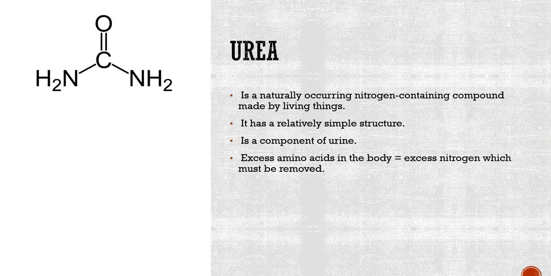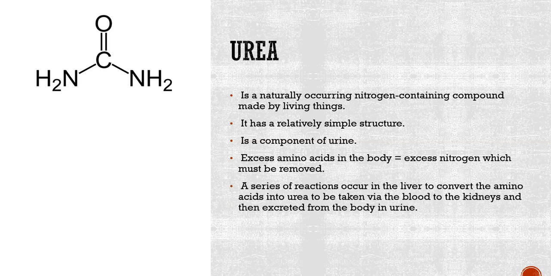We will look further into amino acids, protein structure, and things like that as we move through this unit. But just remember, amino acids contain a lot of nitrogen, and when they're broken down, we need to remove that somehow. Now, a series of reactions occur in the liver to convert the amino acids to urea, to be taken via the blood to the kidneys, and then this urea is excreted from the body as urine.